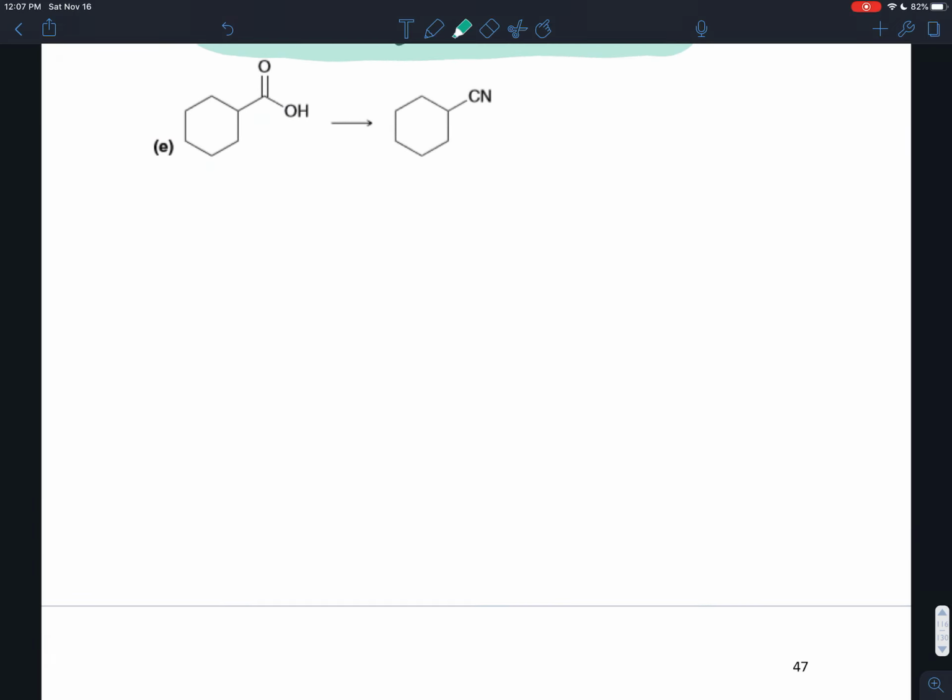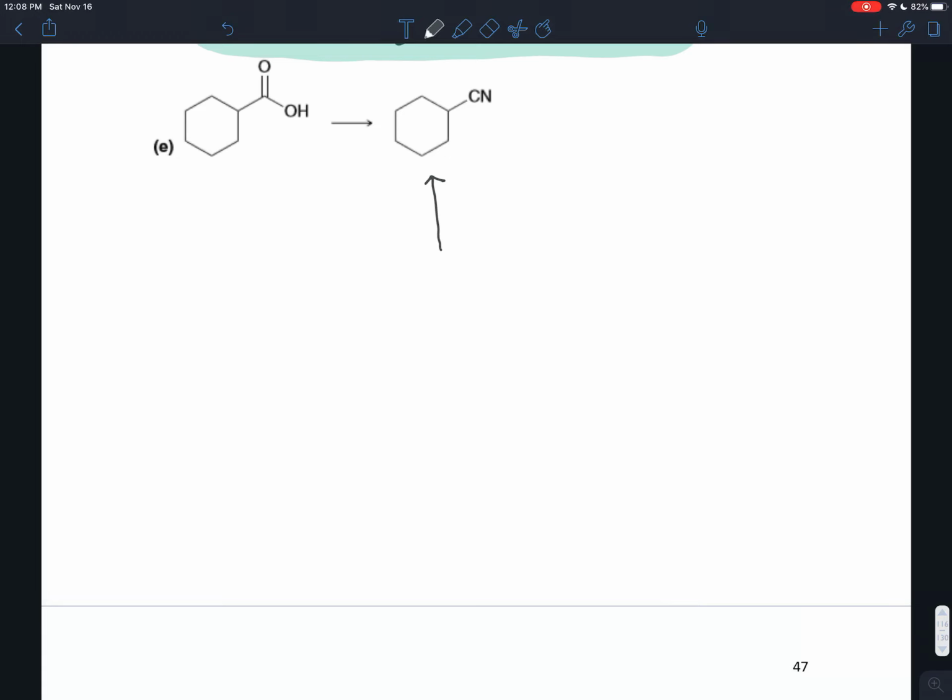Okay, E. With E, we have a carboxylic acid to start, and we have a derivative to wind up. Now we've only learned a couple ways to make these cyanides. One of them is to have a cyanide come in as a nucleophile, but we can't do that because the carbon is already there. We don't want to add another carbon. So instead, we have to transform this functional group into this other one.